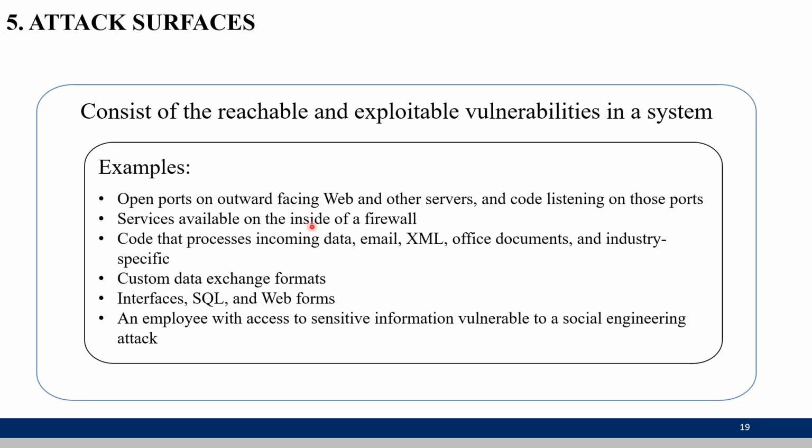Then services available on the inside of the firewall. The services which are available on the inside of the firewall are also going to be an attack surface. Then any program, a set of code that processes incoming data: email, XML, Office documents, and industry-specific formats. These are all attack surfaces. Even in a very simple way, Office documents involve a concept called macros. So macros are going to be an attack surface, if you take a Word document. These programs which process the data are going to be the attack surface.